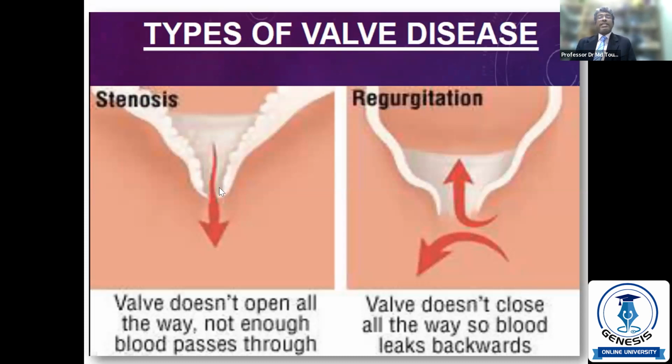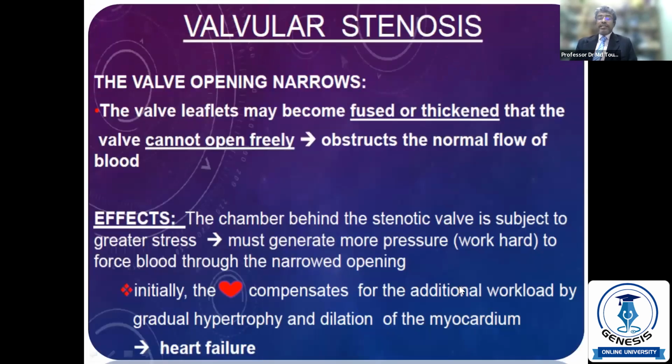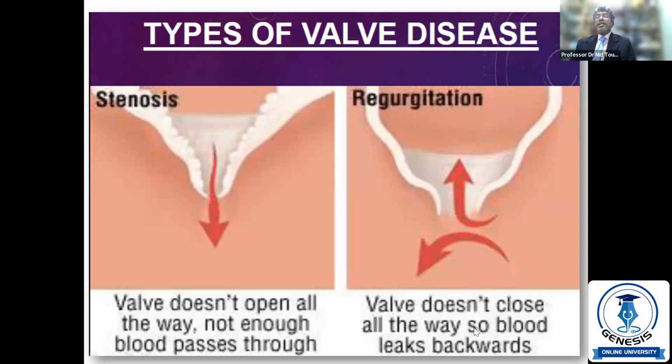Here we see that there is a stenotic lesion, that is narrowing of the valves. So there is a hindrance, or there is obstruction of flow from one chamber to the next chamber. And there may also be a regurgitant type of lesion, that is leaking of blood. When the ventricle contracts, the blood should go from the ventricle to the aorta or through the pulmonary artery, but due to leaking, there is also regurgitation of blood from the ventricle to the atrium. That is called regurgitation. That may also happen.